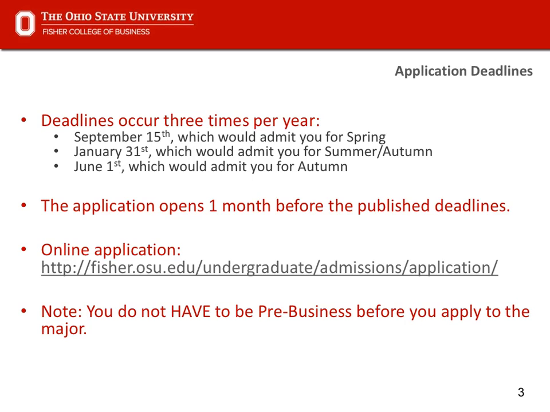Once you have applied and been admitted to the business major and an area of specialization, you can begin your major classes. The next module will talk about what courses make up the major curriculum and how to explore the different specializations Fisher offers so you can choose the one that fits your interests best. This concludes the Applying to the Business Major module.